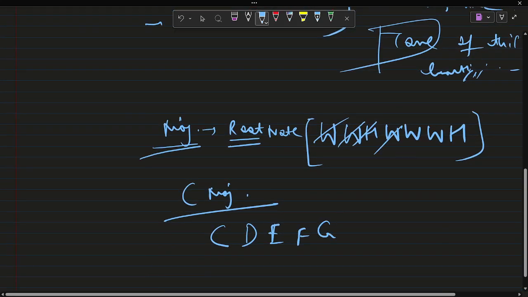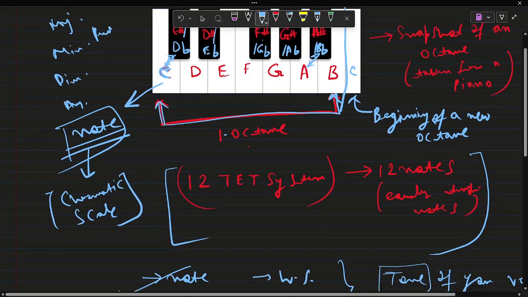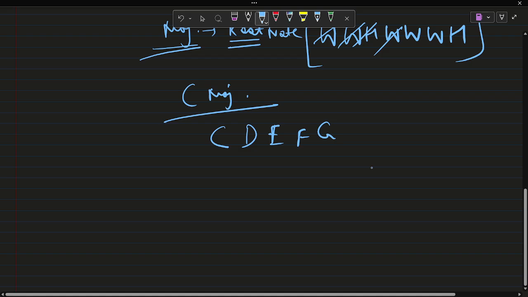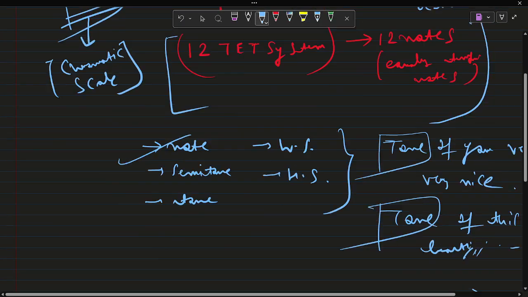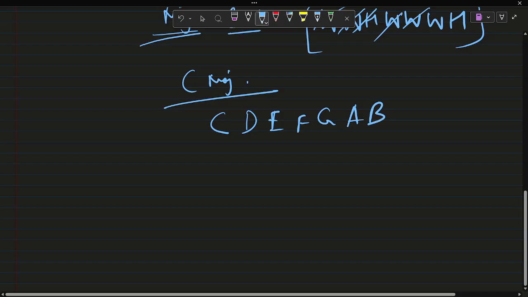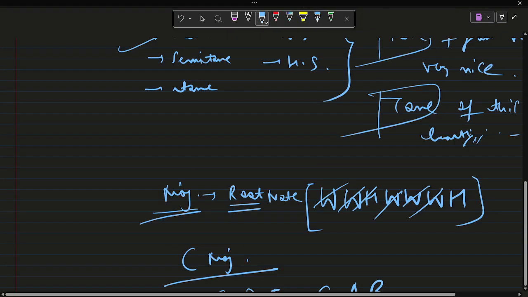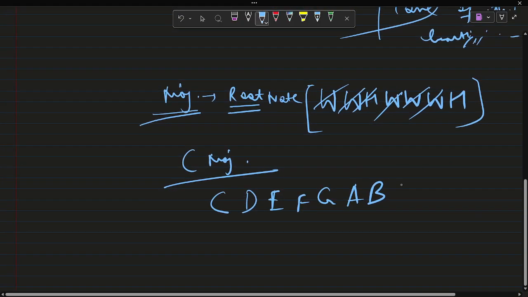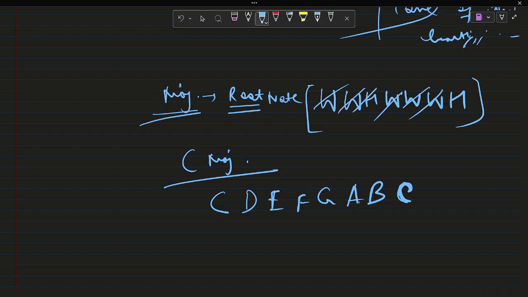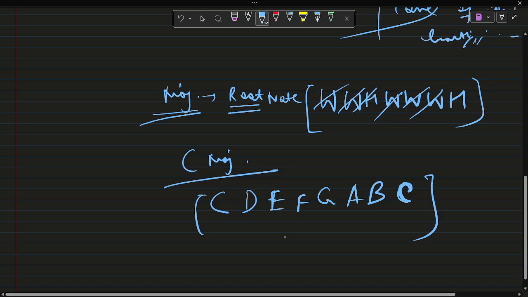From G, a whole step is A. A to a whole step is B. And at last, from B, a half step is the C. That is the beginning note for the new octave, higher than this one. So this is actually your C major scale using the formula WWH, WWWH.